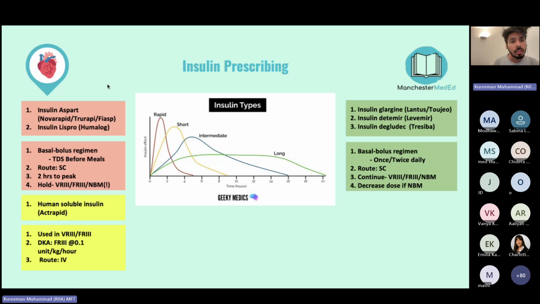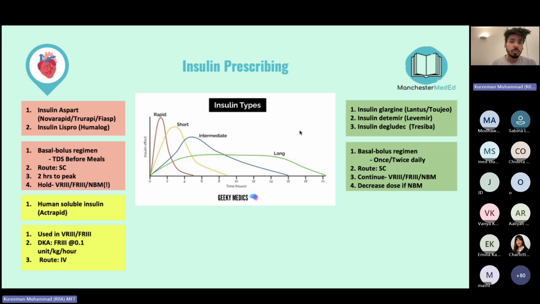Next, we've got the long-acting insulin. So long-acting is mostly Lantus, Levemir, Tresiba. Those are the brand names that I've mentioned, but the actual names would be insulin glargine, detemir, or degludec. That's how it's pronounced, anyways.